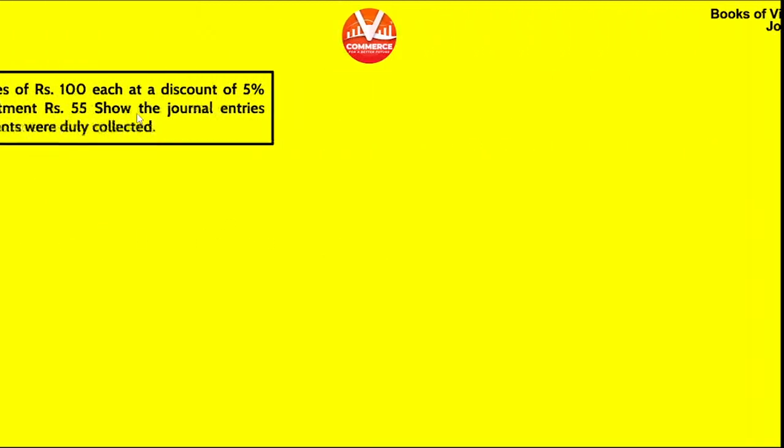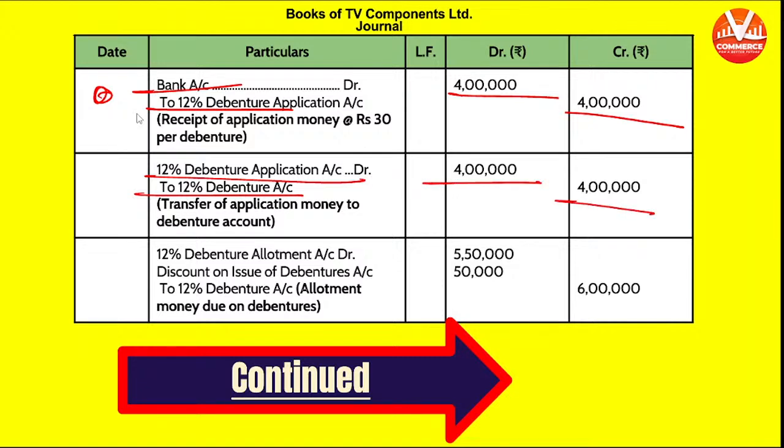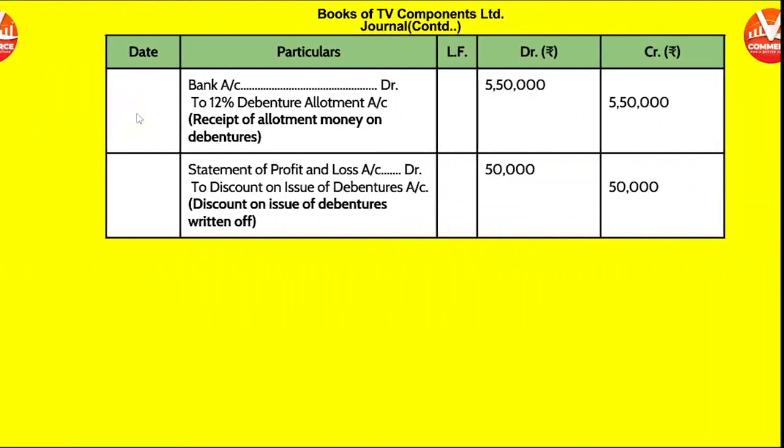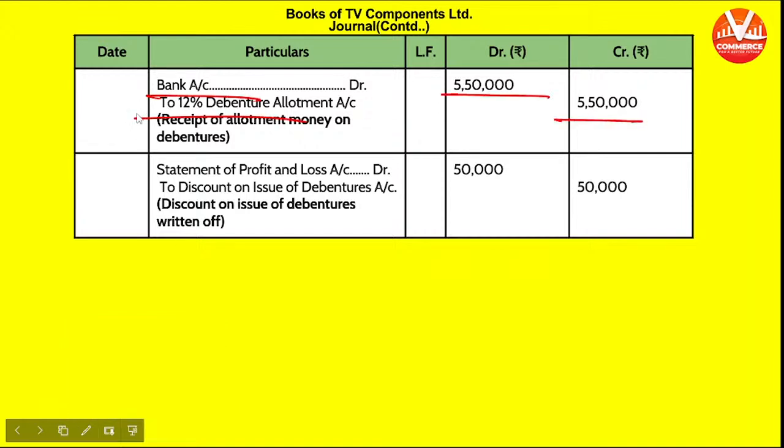Okay, so let me show you the answer of this as well. And here you have the answer. Bank to debenture application 4 lakh, 4 lakh. Debenture application to 12% debenture 4 lakh, 4 lakh. Then debenture allotment debit, discount debit to 12% debenture 5,50,000, 50,000 and 6 lakh. Then you will receive allotment, bank account debit to debenture allotment 5,50,000. Then we will write off discount, statement of P&L debit to discount 50,000, 50,000. So these are the 5 entries.